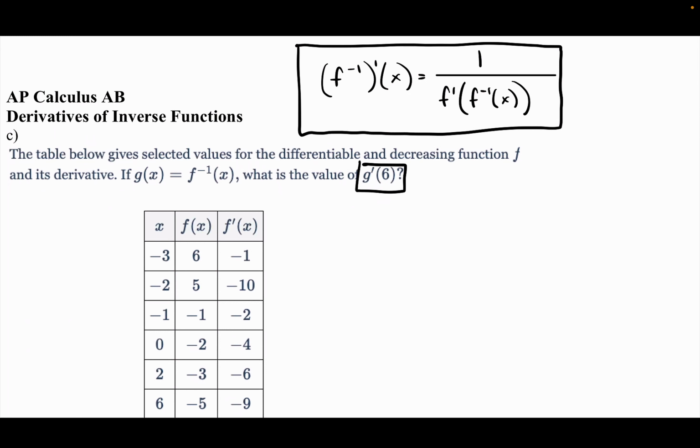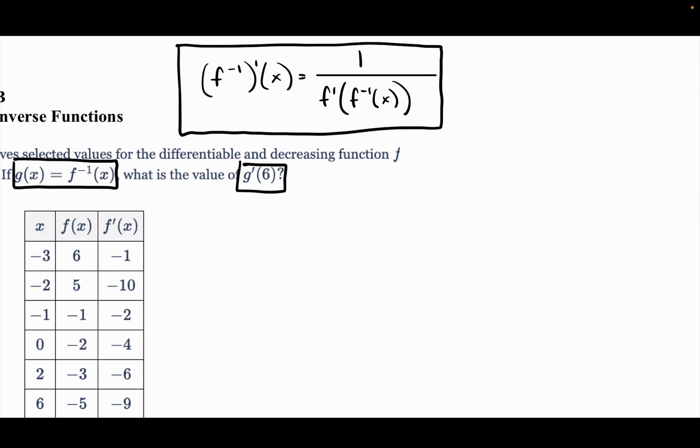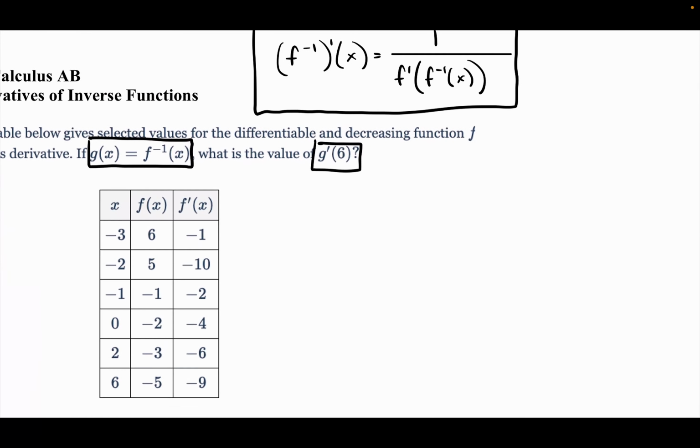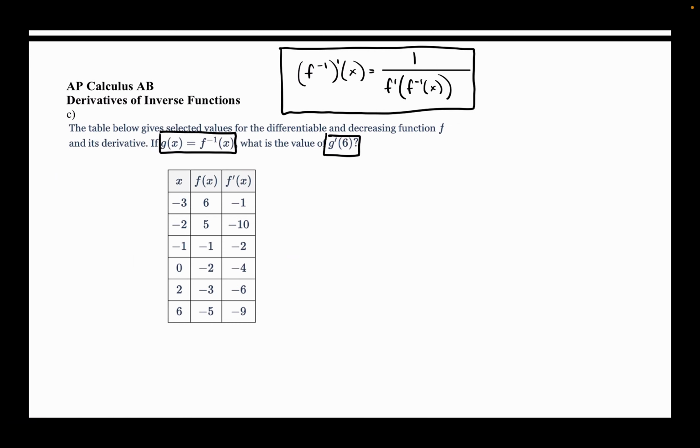Except for this guy, they said this. They said g of x is the same thing as this guy over here. So instead of that, they said this. Write this down. G prime of x equals that fraction there. So just the notations, because they said g of x is the same thing as the inverse of f.